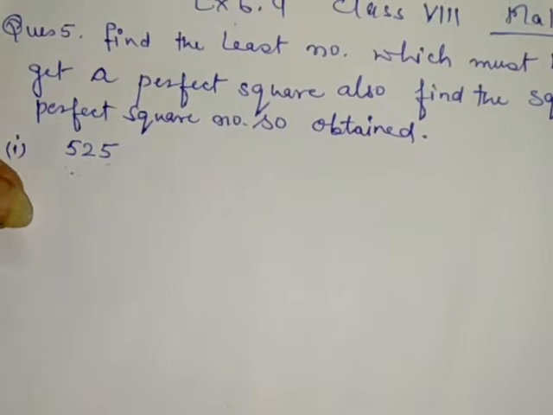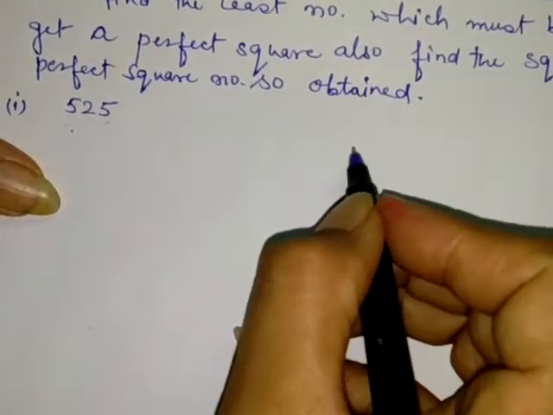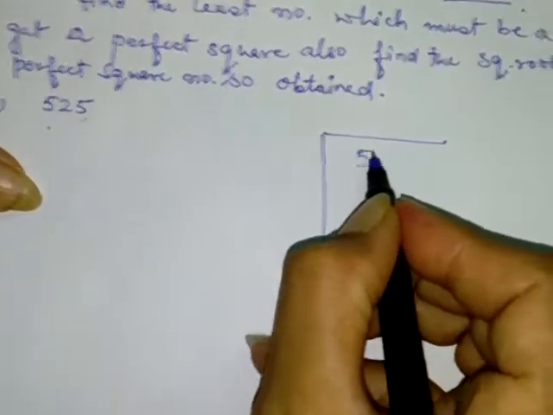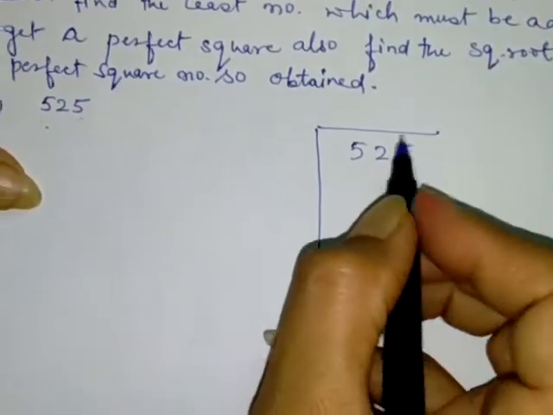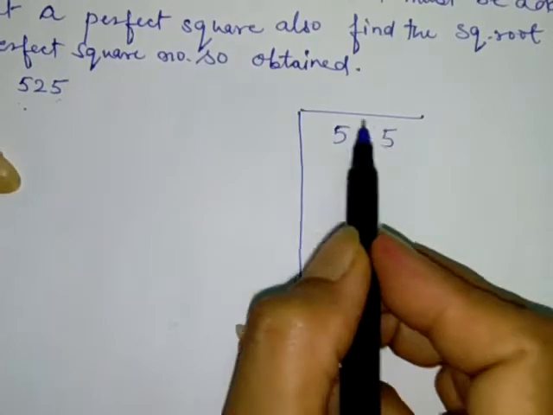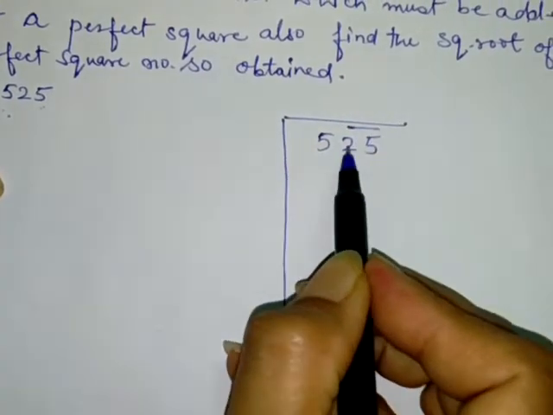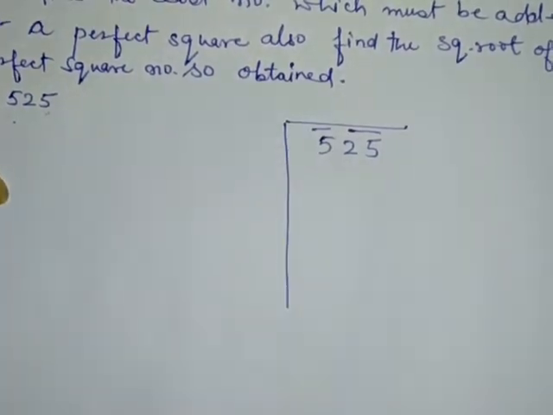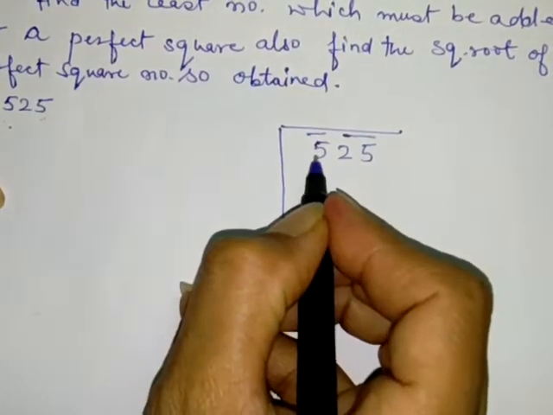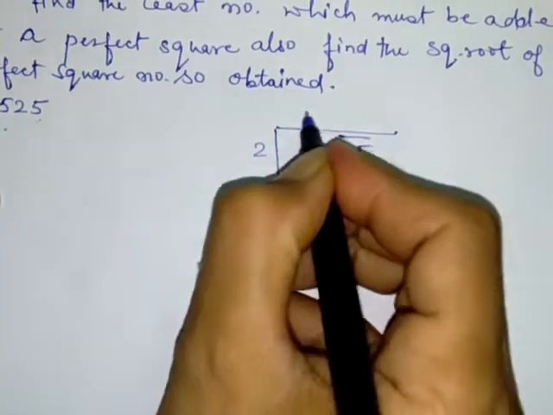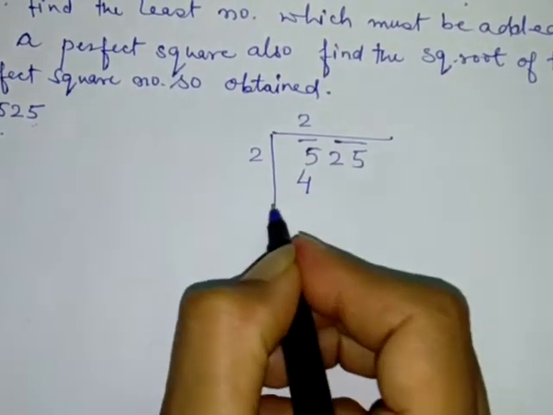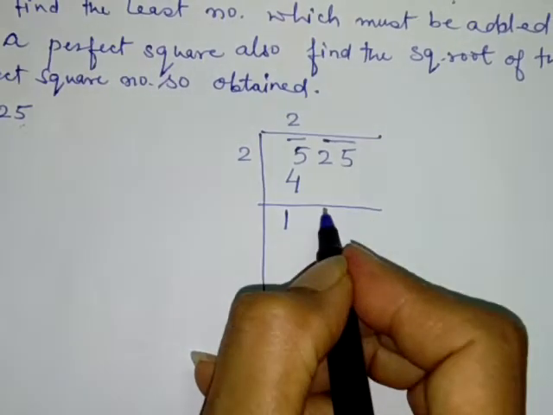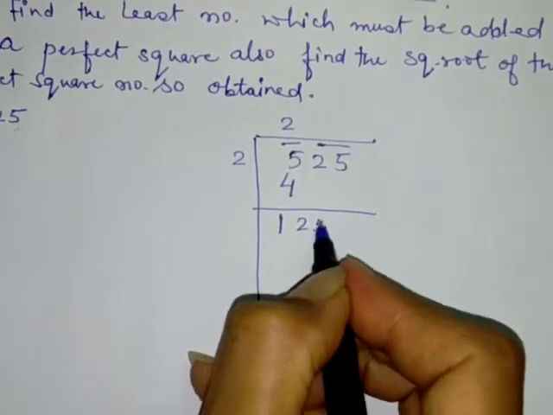As we have done in question number 4, we will be finding out the square root by the division method. So what was our first step for this? We were supposed to make the pairs. Let's do the pairing. From our right side, 25 is one pair. Now this 5 is left alone, so this one is the second pair. 5, closest perfect square: 2 twos are 4. 5 minus 4 is 1. Next pair to be brought down, that's 25.